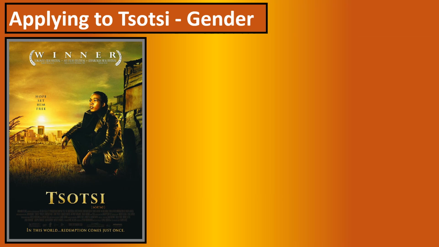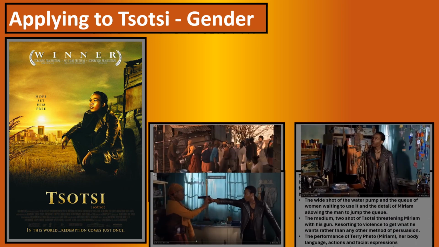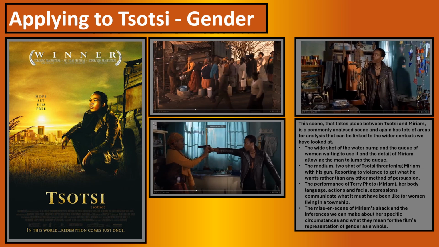The next area of representation we're going to look at is representation of gender, and we're going to look at how that legacy of apartheid, the historical, social, cultural contexts can be applied to how gender is represented in Tsotsi. We're going to start off with the key scene of Tsotsi and Miriam meeting for the first time, and Tsotsi forcing Miriam to breastfeed baby David.